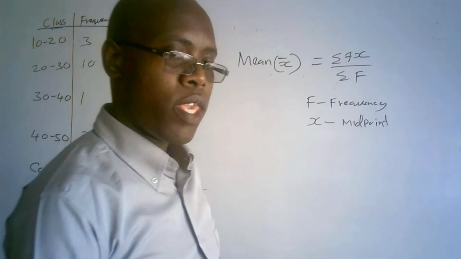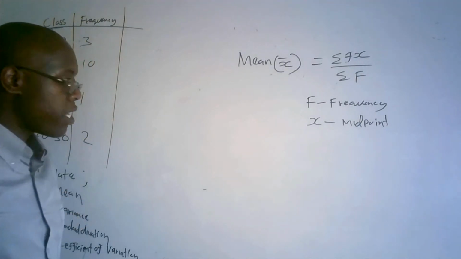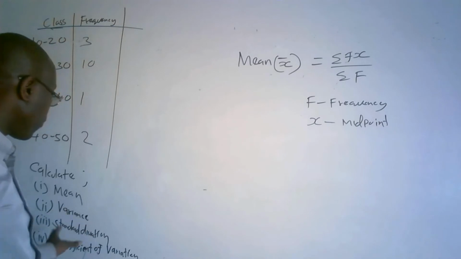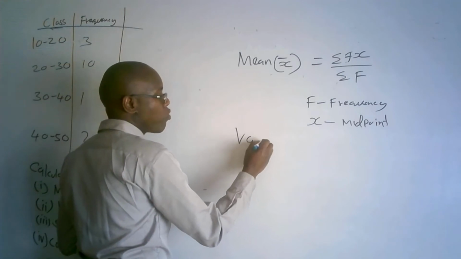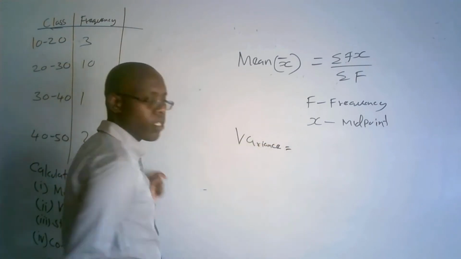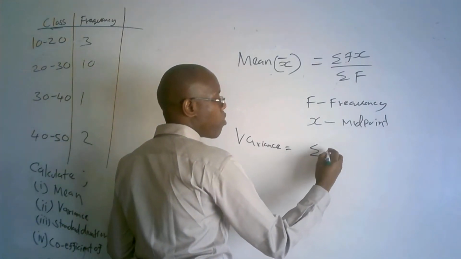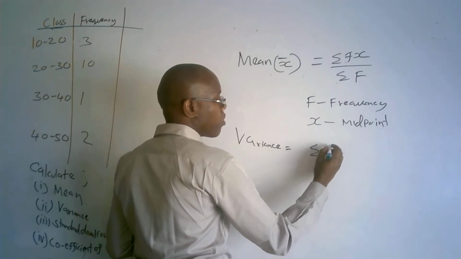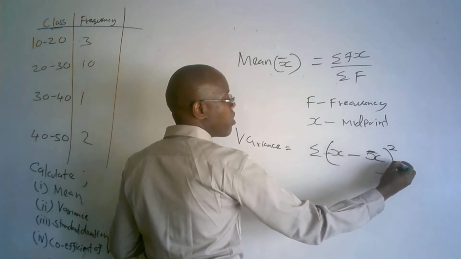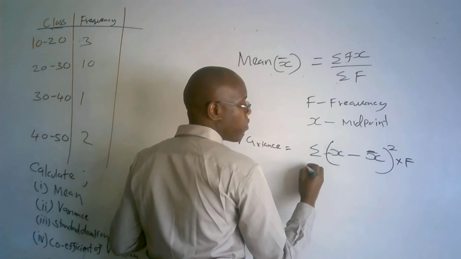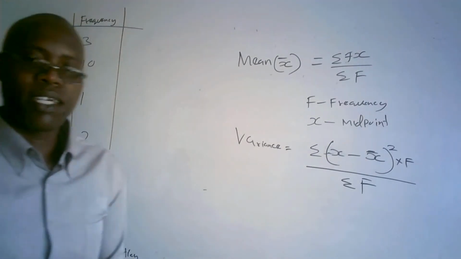We are going to discuss again the variance, how to calculate the variance, and also the standard deviation. Let me give you the formula of the variance. For us to be able to calculate the variance, this is the formula that we are supposed to use. It's going to be summation of x minus x bar, squared, multiplied by f, divided by summation of f.